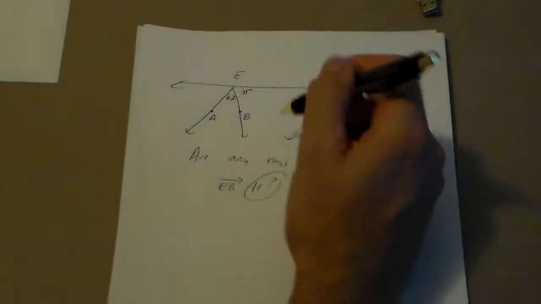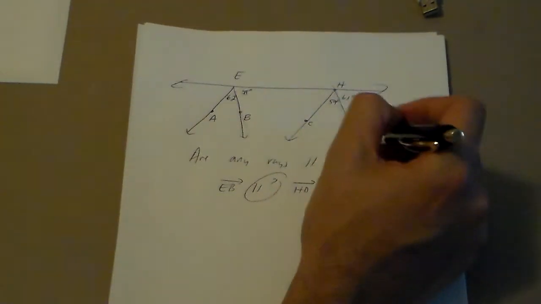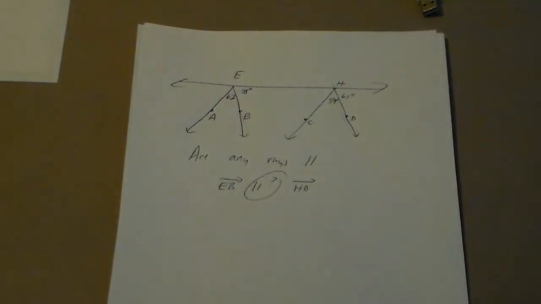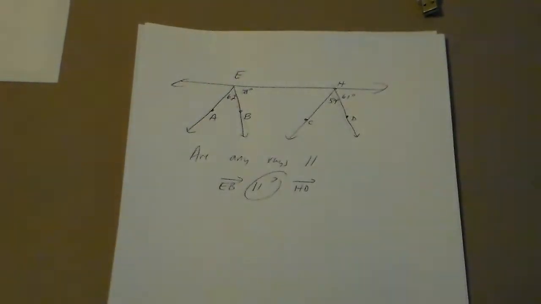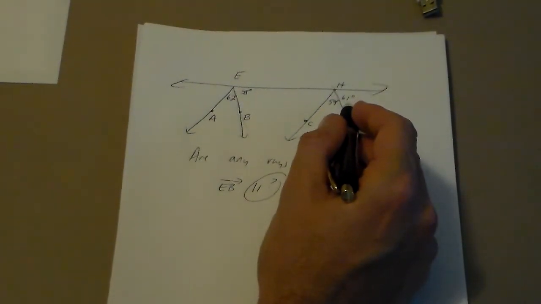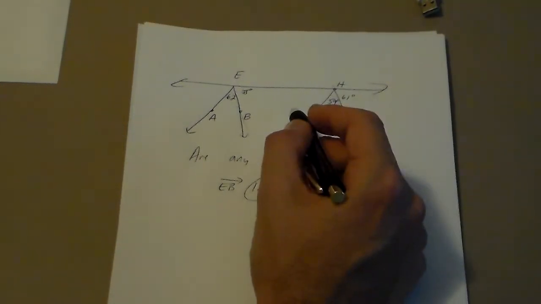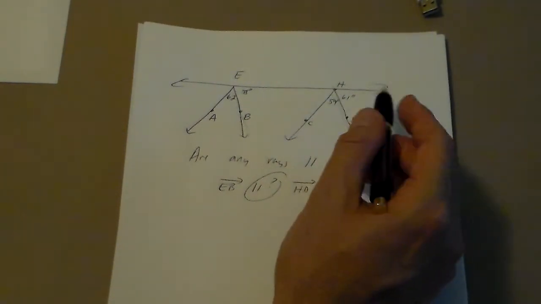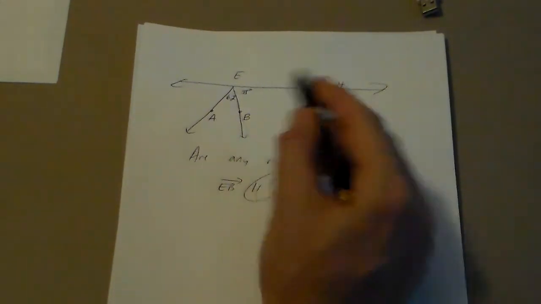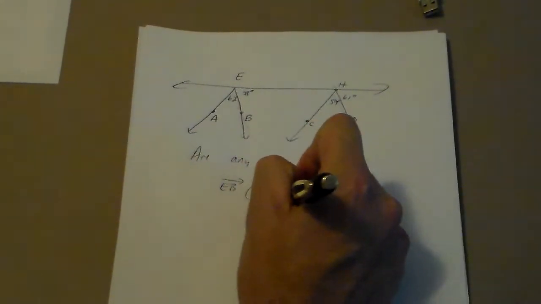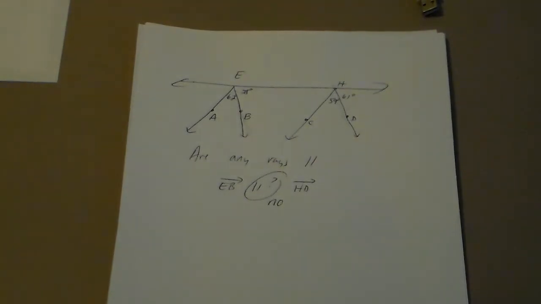So let's look. Here's EB, here's HD. In order for those to be parallel, these two angles would have to be the same, because then we could say that the angles are corresponding angles, so my lines are parallel. That says 61, this says 58. Are they the same? No. So those lines are not parallel.